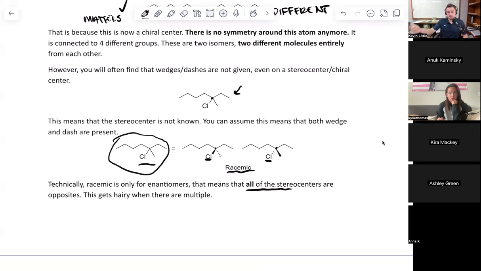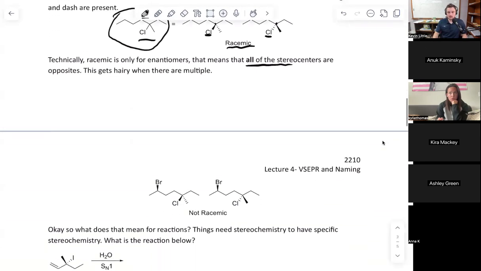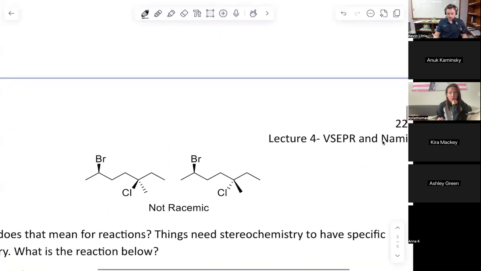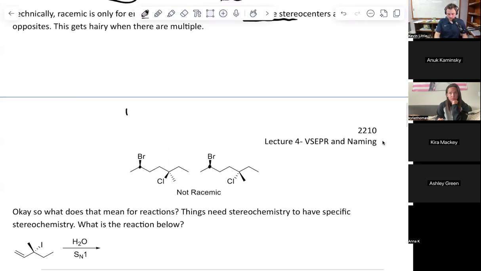So if you happen to make a new stereocenter and there is another stereocenter on the molecule, like in this case, this is not racemic anymore. These are not enantiomers of each other. These are diastereomers. Not every. So if you remember, enantiomer means everything is opposite.